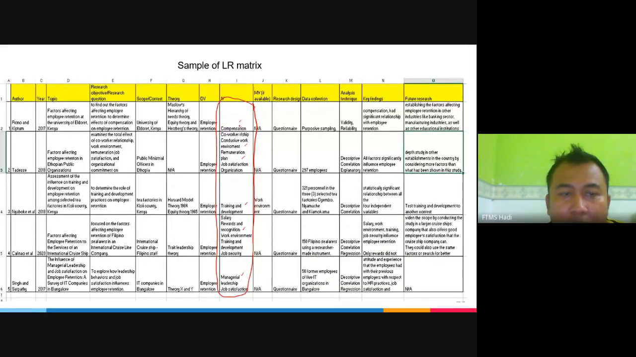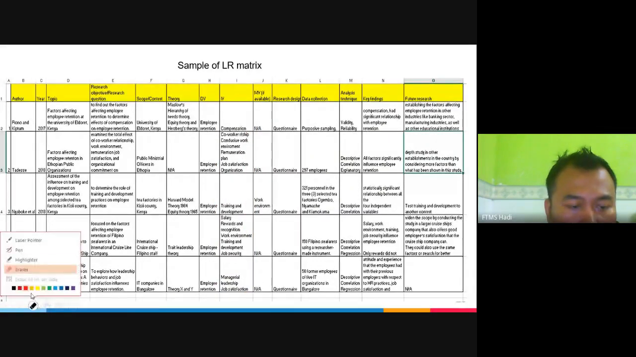For example, Rono and Kiptum only use compensation. However, that is not agreed by Tadese, who uses co-worker relationship. So that means they can argue with each other because of different IVs. So remember, if there are differences, do not worry, because the differences you can use as a gap or you can argue.